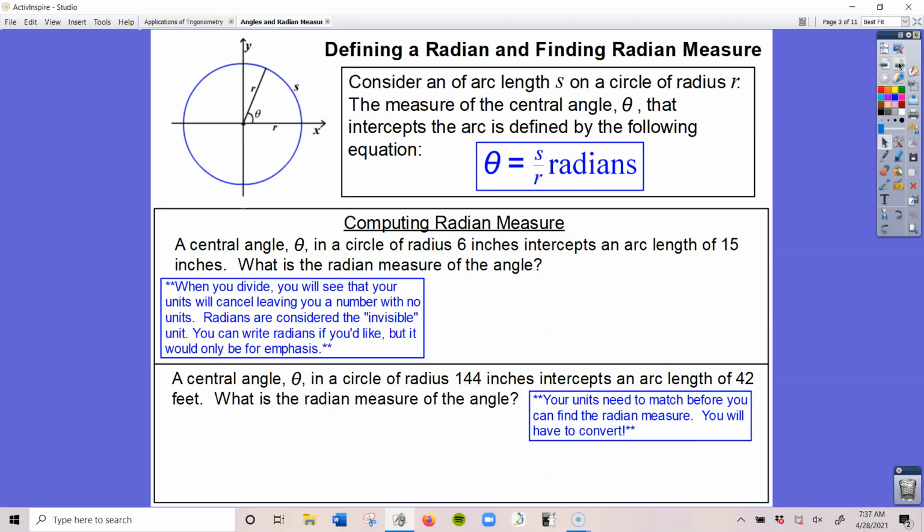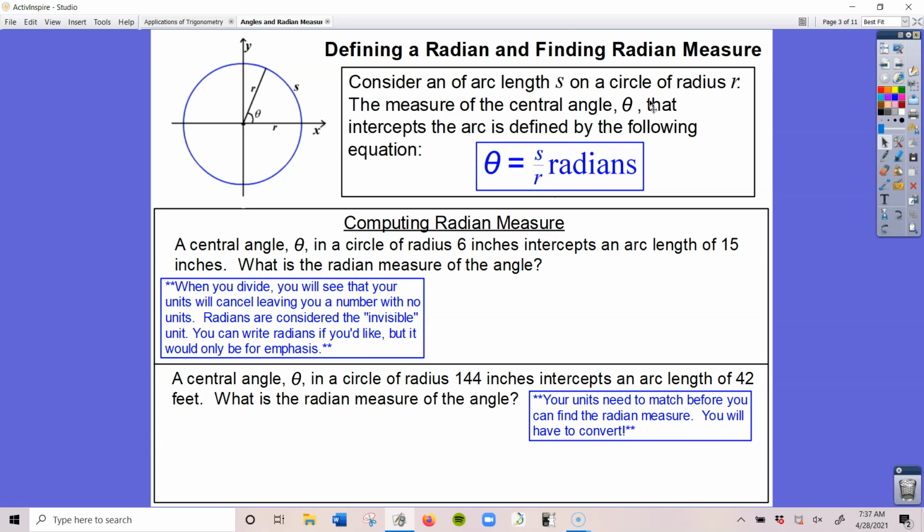Now so far, we have only looked at angles in terms of degrees, but there is another unit of measurement for angles, which are radians. So to figure out what a radian is, we're going to consider an arc length S on a circle of radius r. So here's a diagram so you can see. The measure of the central angle theta that intercepts the arc is defined by the following equation, S over r radians.